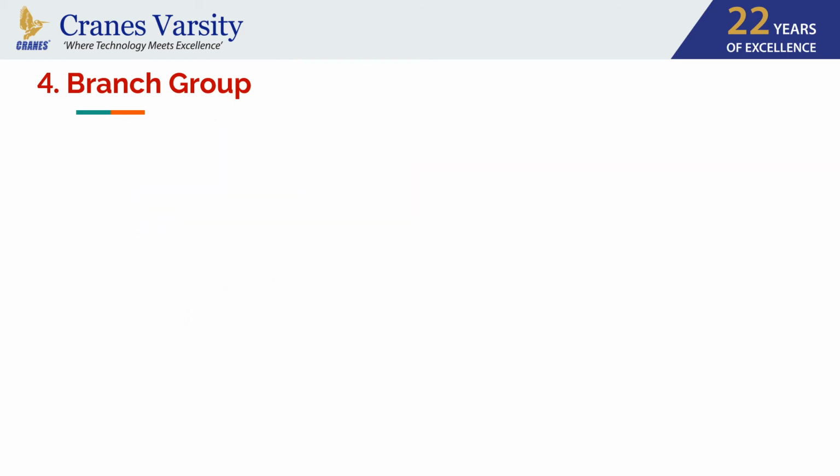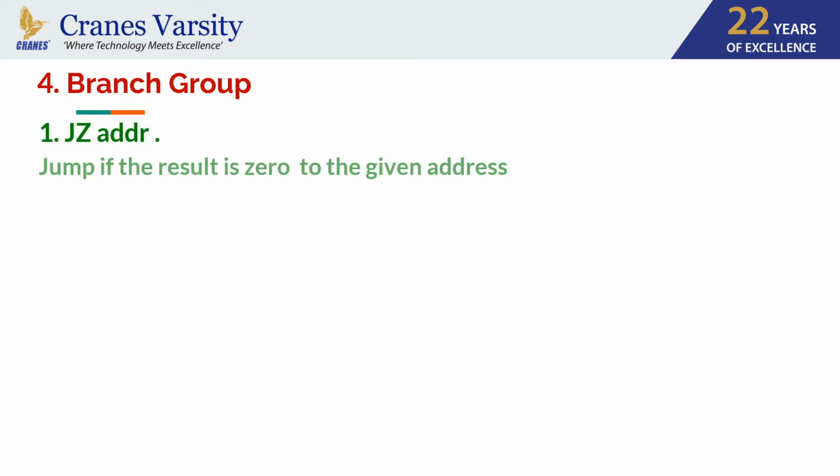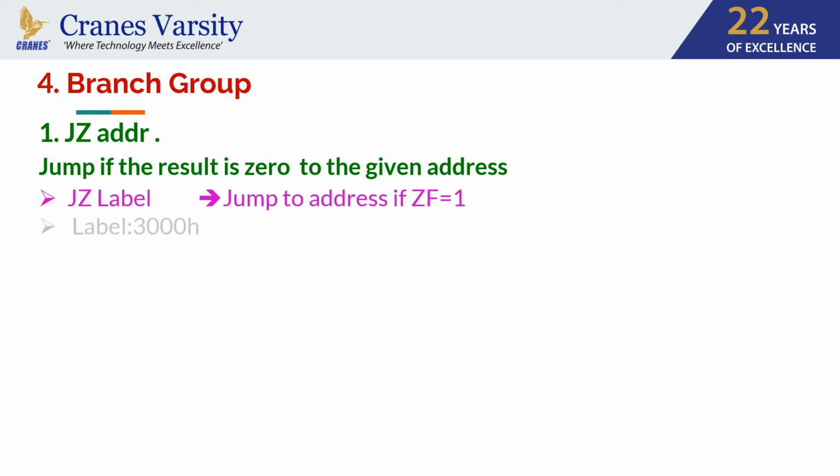The first one is JZ, which stands for jump if the result is 0, or the zero flag is set. For example, if I give JZ label, the label is the address we are going to specify in the instruction. It may be an 8-bit address or a 16-bit address. For example, here I am considering label equal to 3000. When the instruction JZ label executes, the control is going to jump to the memory location 3000H.